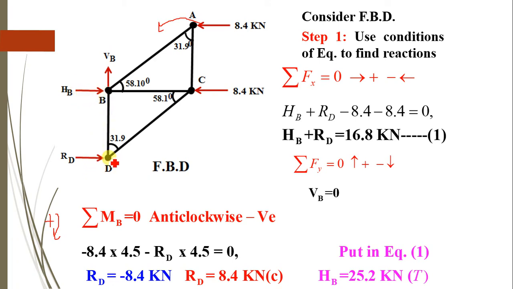Next RD into the perpendicular distance, which is the vertical, again 4.5, and the nature of moment is again anti-clockwise, so minus RD into 4.5. Solving this we get the RD reaction as 8.4 kilonewton, and substituting in this equation we get HB equals 25.2 kilonewton. So in this way we determine the unknown reactions.